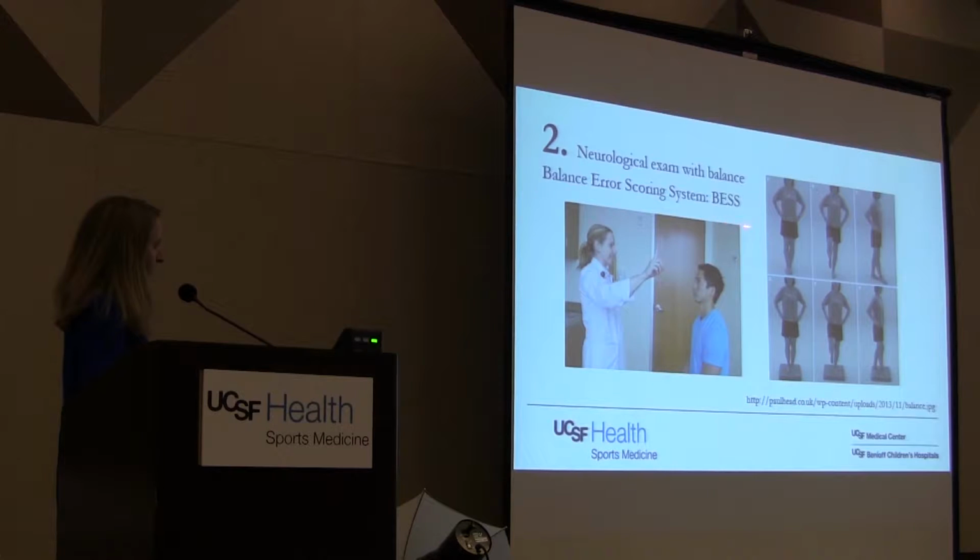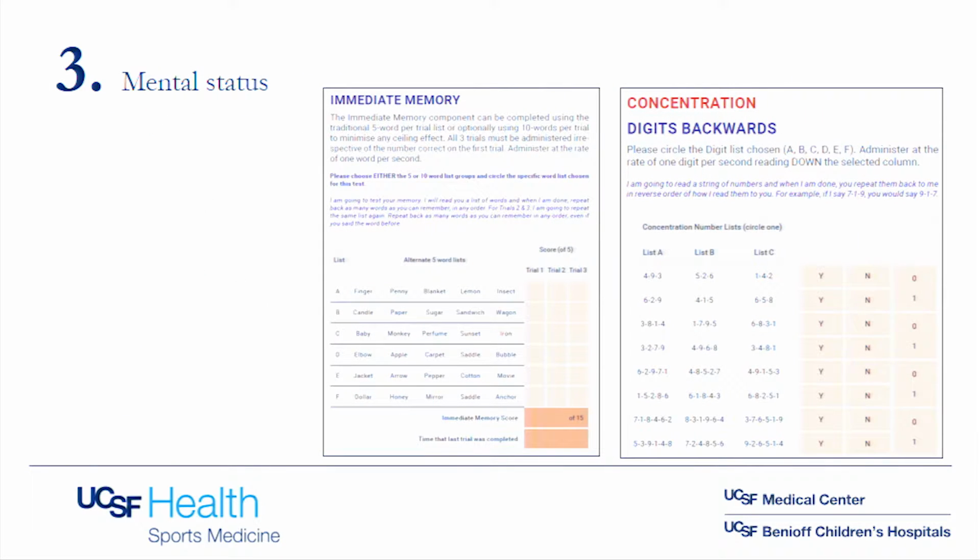And in your handout, I put some more information about the modified BESS, which stands for the Balance Error Scoring System. The modified BESS involves these 3 stances. This is in the SCAT-5, where the athlete stands in each of those positions for 20 seconds with their eyes closed. And then you score them based on how many times they make a mistake in that stance. So there are some norms and some scoring details in your handout. And lastly, mental status. So thinking about immediate and delayed recall in whichever way you want to assess that. But again, the SCAT-5 has that for you.